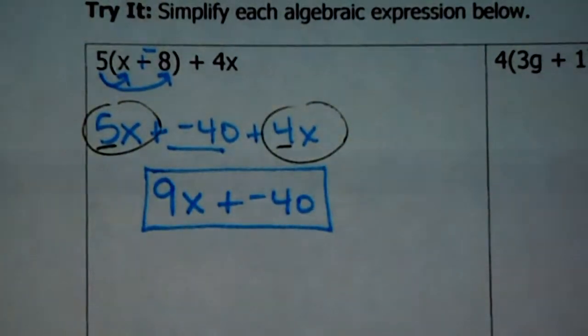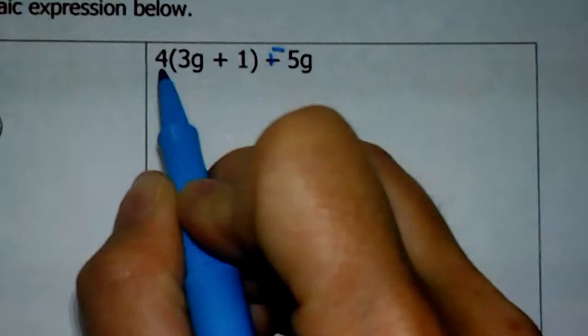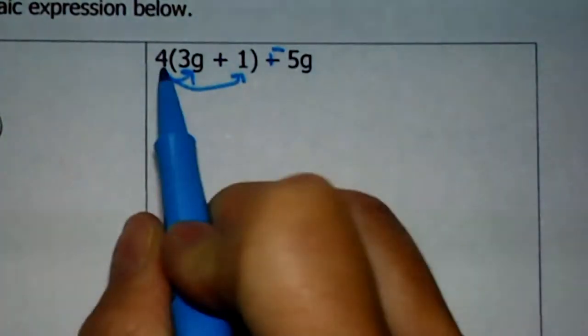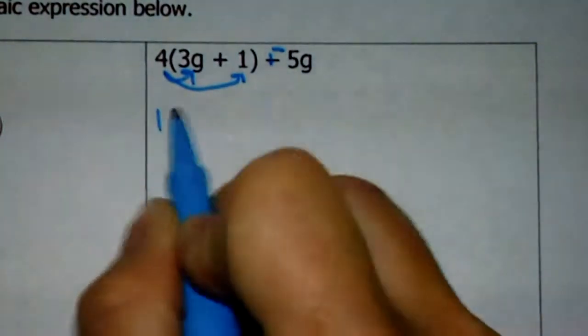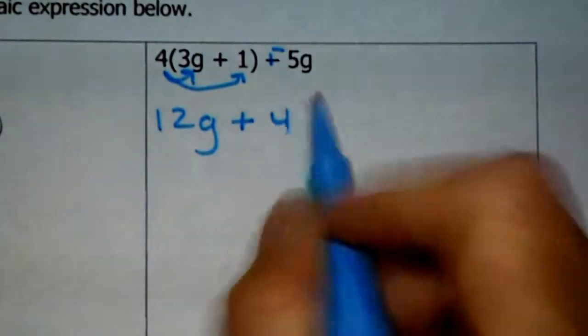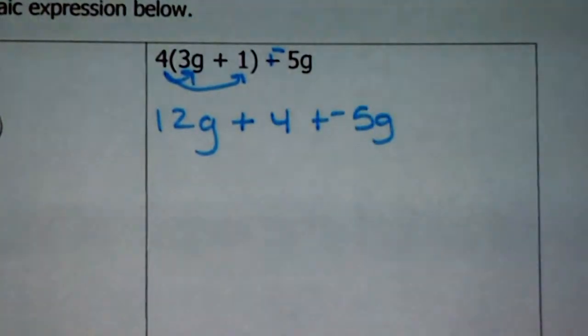All set. All right, take a look at the next one. Step 1, keep, change. Step 2, get rid of any parentheses by distributing the number next to the parentheses to everything inside. This 4 is right next to the parentheses. I'm going to distribute the 4 to everything inside. So 4 times 3g is 12g. Bring down your addition sign, and 4 times 1 is 4. This -5 is just being added on at the end, so I'm just going to drop it down.